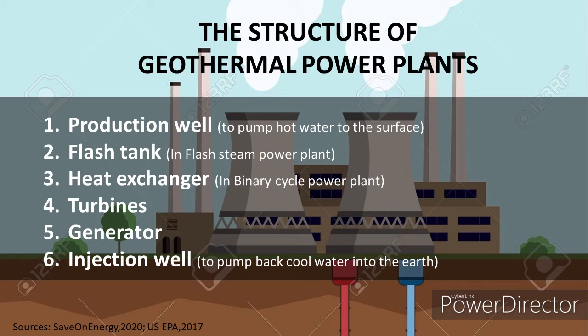Third, heat exchanger. It is used in binary cycle power plants. It contains a second liquid, isobutane. Hot water from the production well will heat the second liquid to form hot steam. Fourth, the turbine and generator. The steam will rotate the turbine and the rotation from the turbine will activate the generator to generate electricity. Lastly, injection well. It is used to pump cool water back into the earth.